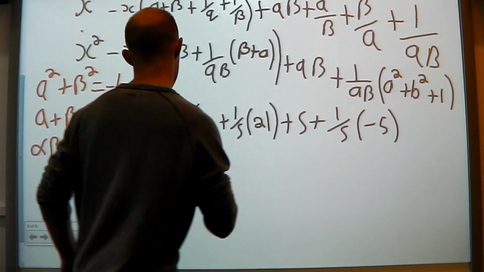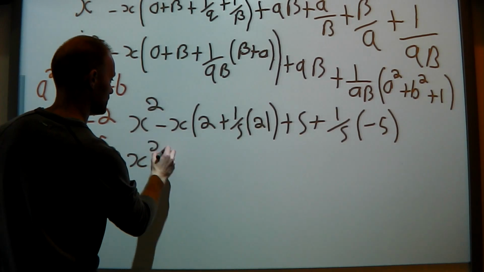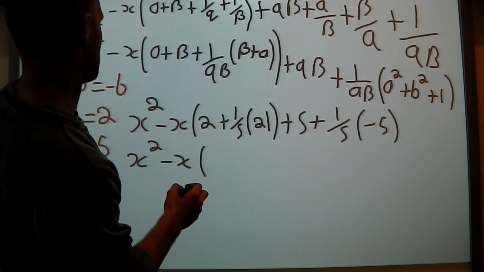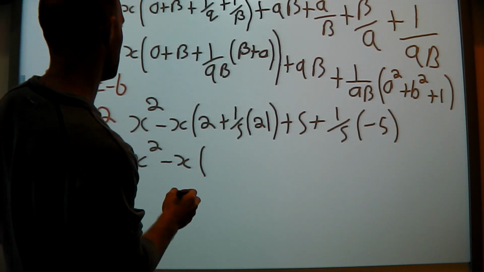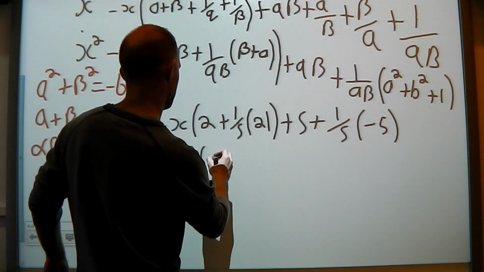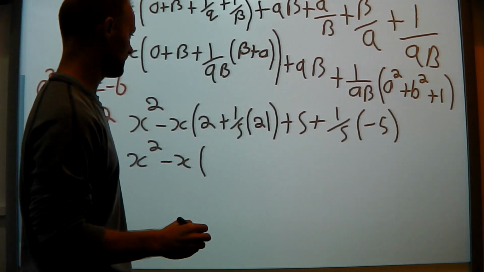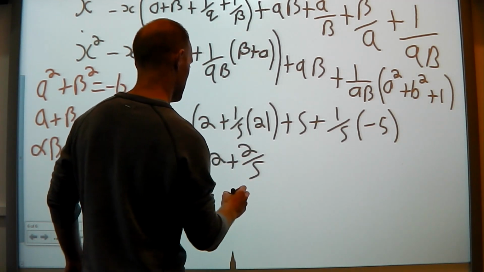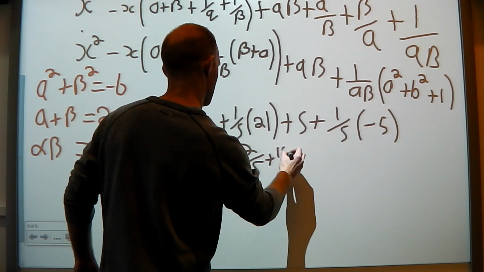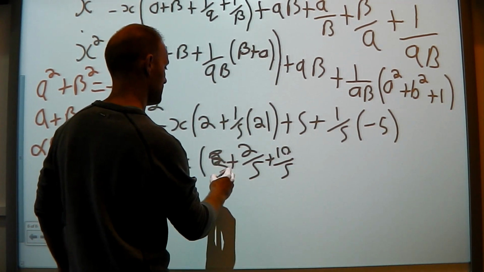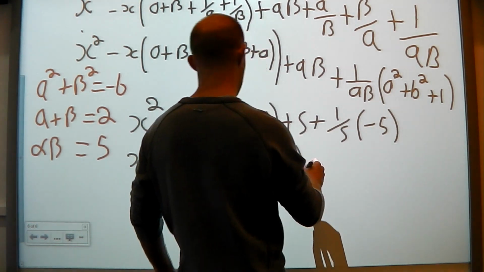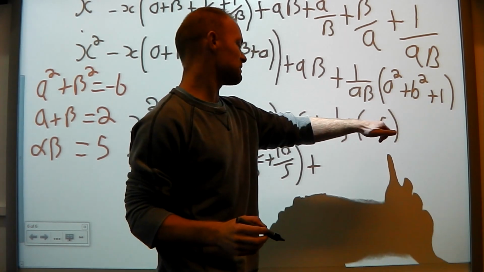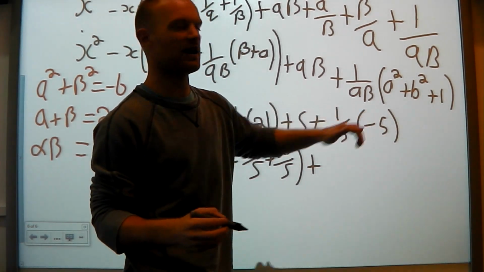That works out handy enough. So x squared minus x times 2 plus a fifth of 2. That is right, yeah. 2 plus 2 over 5. Well, that's equal to 10 over 5. Right, 2 is equal to 10 over 5, so that's equal to 12 over 5. Just handy for the next line. Plus 5. Now, a fifth times negative 5 is negative 1, so plus 5, subtract 1 is plus 4.